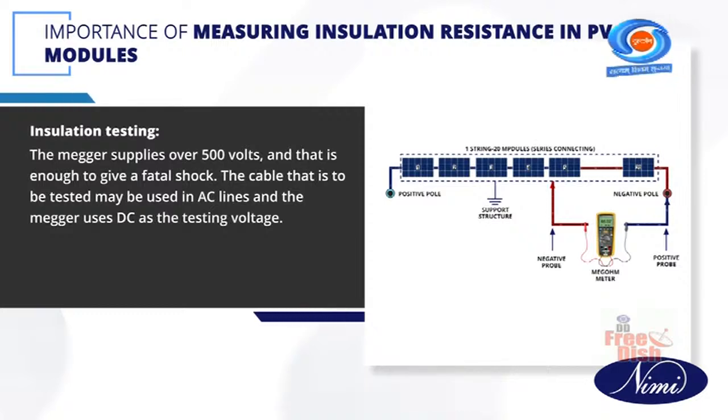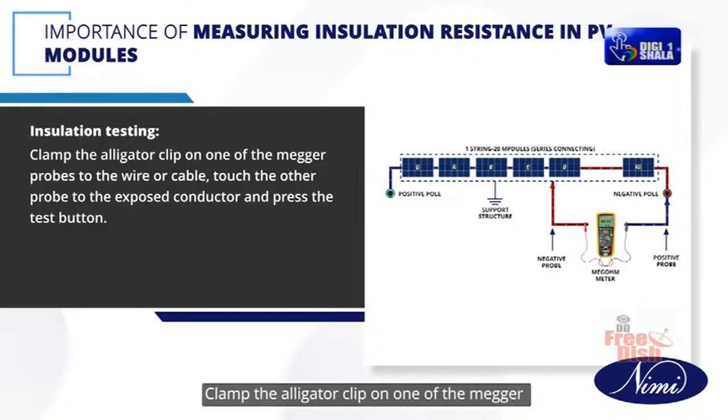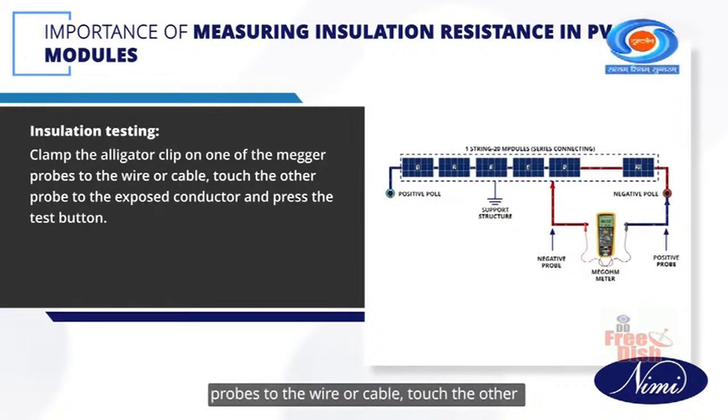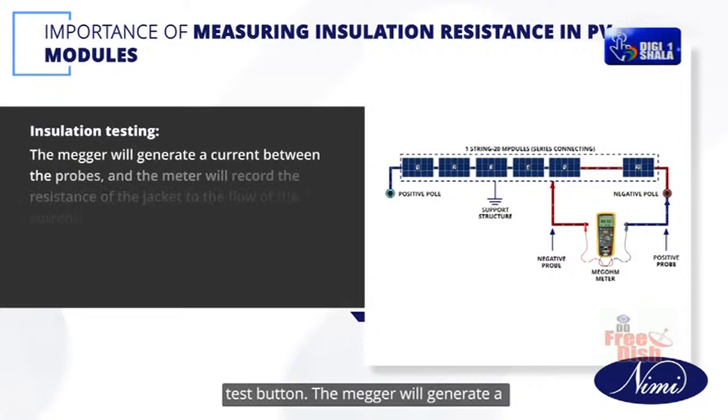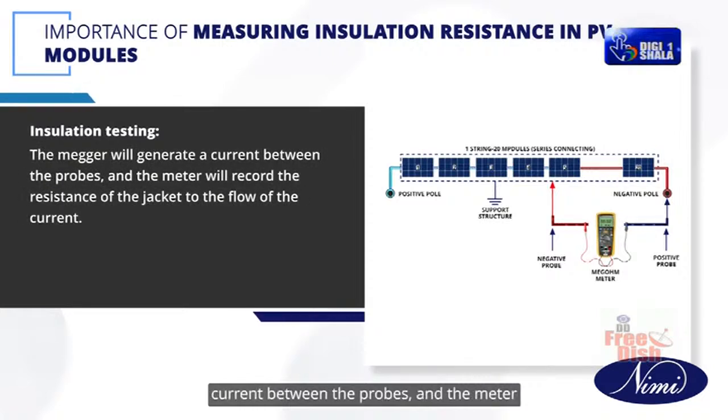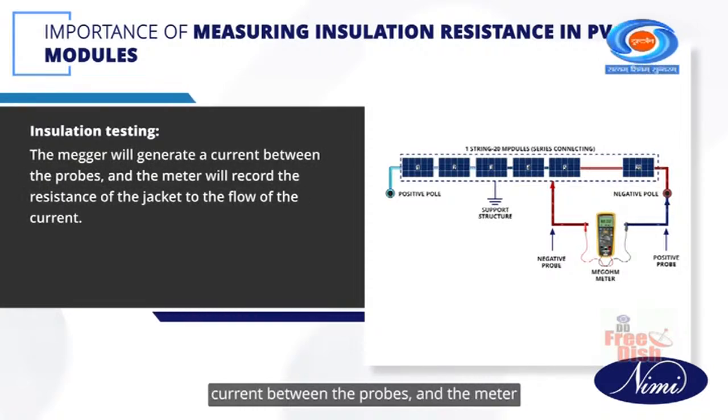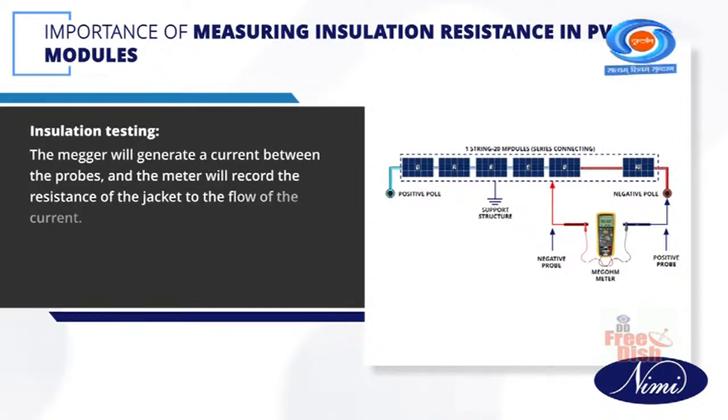testing voltage. Clamp the alligator clip on one of the Megger probes to the wire or cable, touch the other probe to the exposed conductor and press the test button. The Megger will generate a current between the probes and the meter will record the resistance of the jacket to the flow of the current.